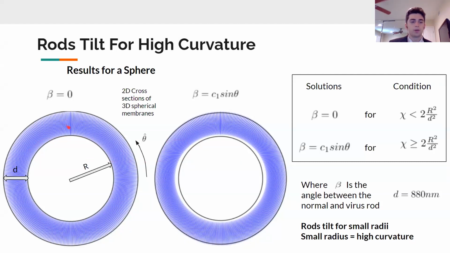So the normal would point out this way, or I should say a good example would be over here. The normal points out this way, and the viral rod points out this way. So the angle between those two would be beta. And so we get two solutions, as I said.